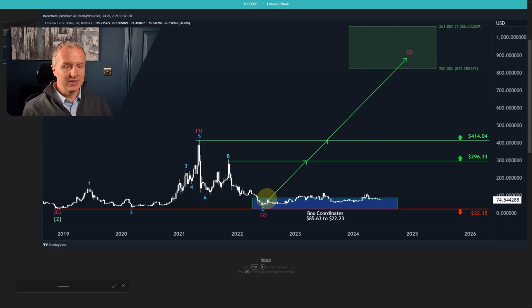So I also can't control where the market will turn around, but we can identify the key pivots where the market should turn around. That's really what it's about. And you can see here, this is the box that we have defined. In an ideal world, the market would turn around here. Now, this is the weekly view, but you can see relevant resistances: $296.33, $414, and really a long-term target would be $823 or higher for a third wave. The condition is that we're holding the $22 level, because this is the red line and an invalidation point.